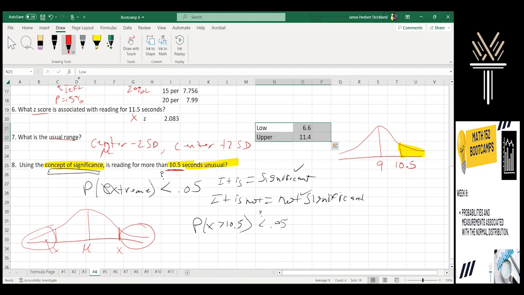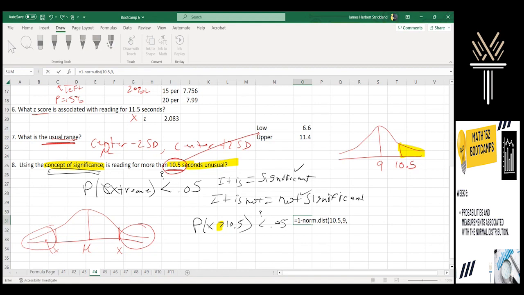Now we can already see that 10.5 is between these numbers. So we know by the usual range, it's not unusual. Well, that doesn't mean that by significance it won't be significant, since they're two different methods. But let's keep going. We see this is greater than, so that means I'm going to do 1 minus norm.dist, because greater than is always 1 minus. The value was 10.5, given my mean was 9 and my deviation was 1.2, always true.